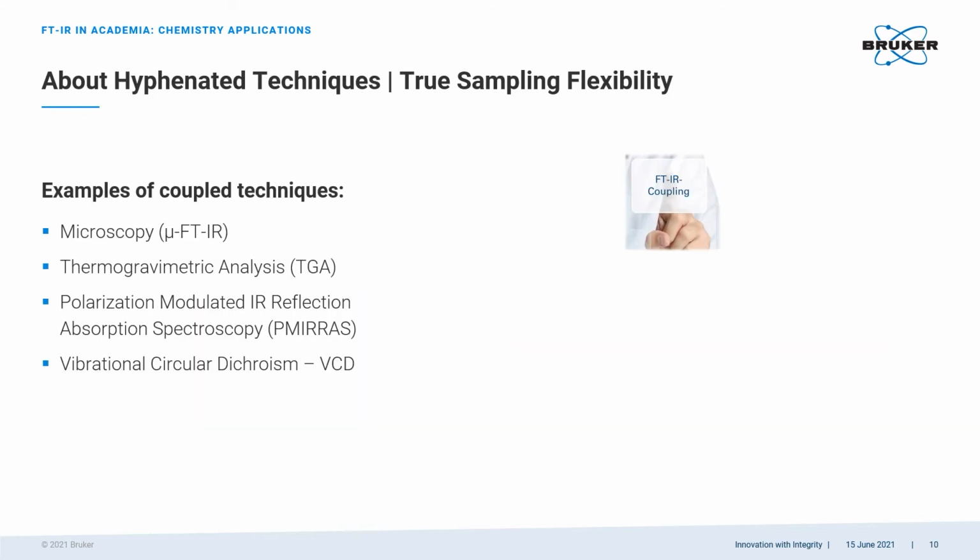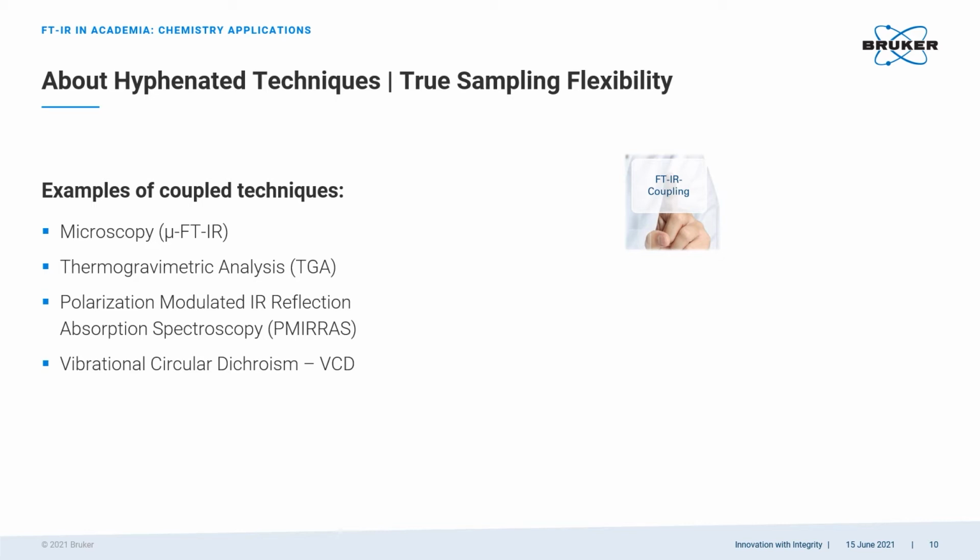Okay, that's it about the main sampling techniques. But when we talk about the basics of FTIR spectroscopy, we should also mention the concept of hyphenated or coupled techniques. Hyphenation means that we combine FTIR spectroscopy with a second technique to extend the applicability of FTIR.